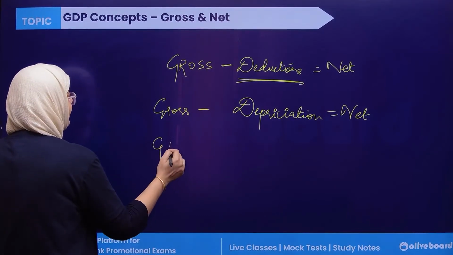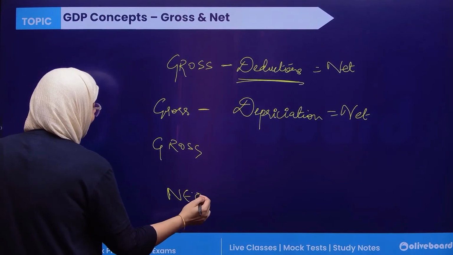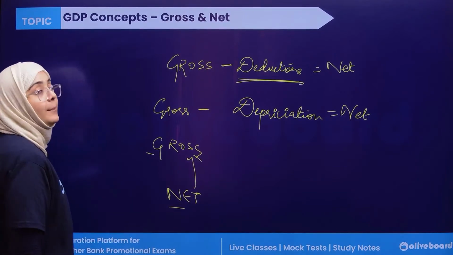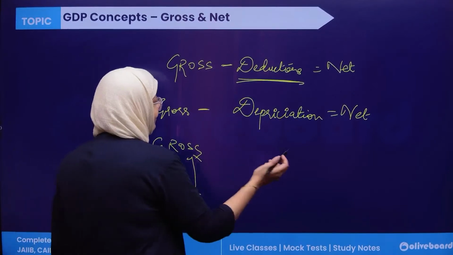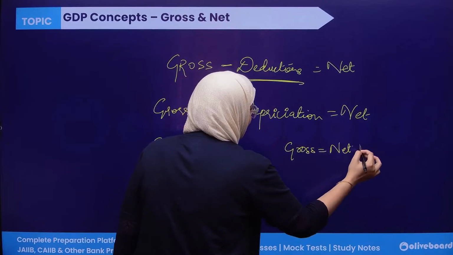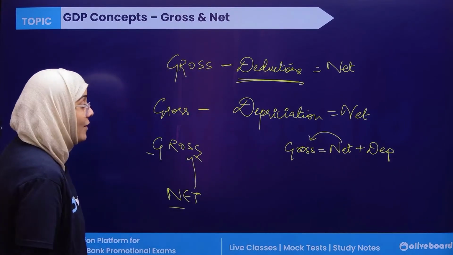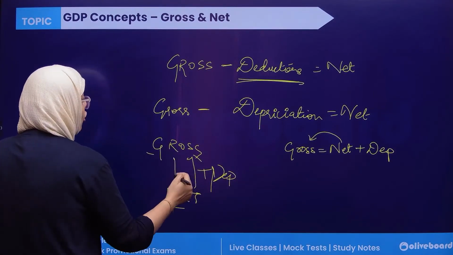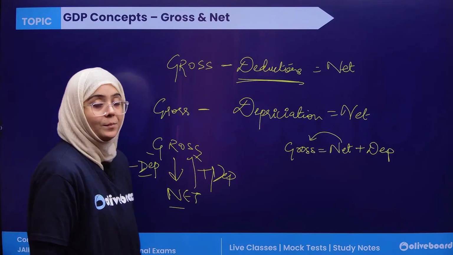For example, if I'm writing this gross and if I'm writing this net, net is the final value, gross is the total value. If net is to be converted into gross, then gross is equal to net plus depreciation. So if net has been converted to gross, we have to add depreciation. And if gross is converted into net, we have to subtract depreciation.